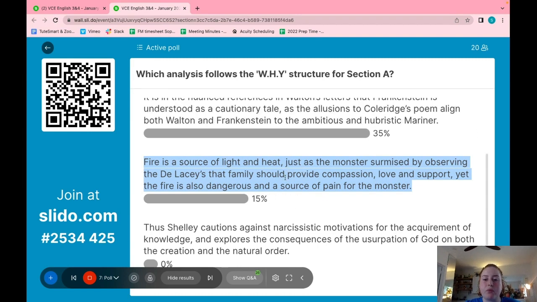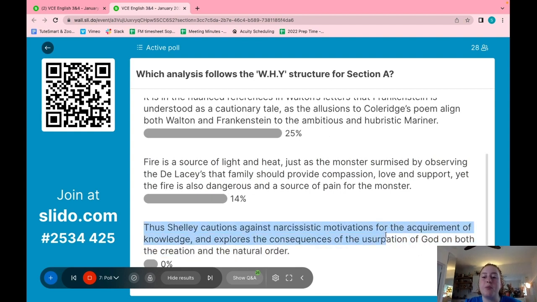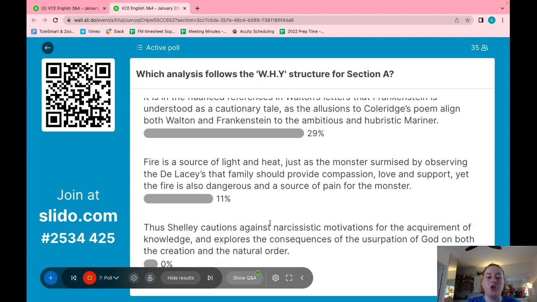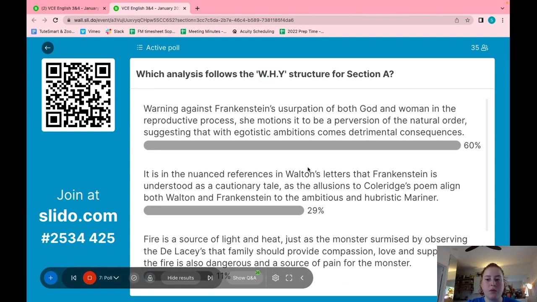Okay? Thus, Shelley cautions against narcissistic motivations for the acquirement of knowledge and explores the consequences of the usurpation of God on both the creation and the natural order. This is a great views and values sentence, but it's not a what, how, why structure. So good, no one has said that yet. All right, I'll give it a moment more. But I think you've got it, so I'll press show correct answer. There we go. Most of you got it right.